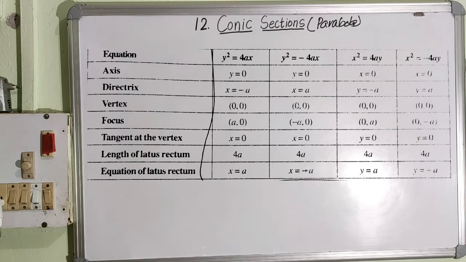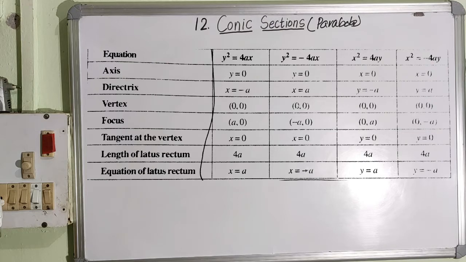Then vertex for all the parabolas, whether it is a right-hand parabola, left-hand parabola, upward parabola or downward parabola, the vertex is (0, 0). Likewise, focus for the right-hand parabola is (a, 0), left-hand parabola is (-a, 0). Then for the vertical parabolas, for the upward parabola, the focus will be (0, a), and the axis will just shift.